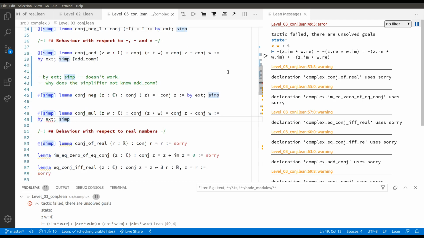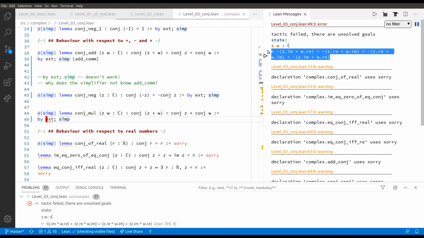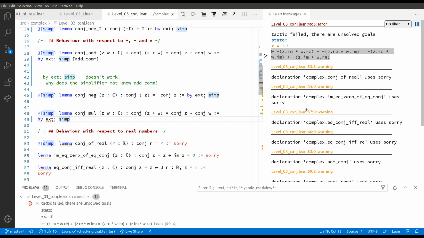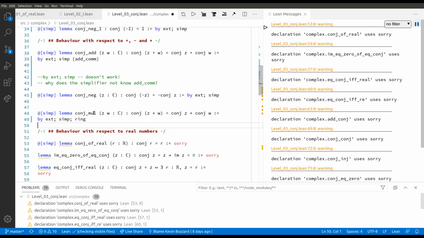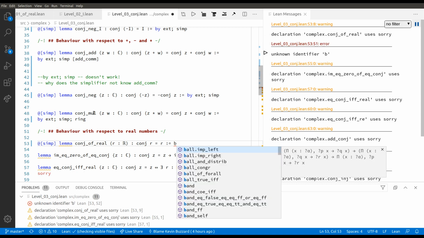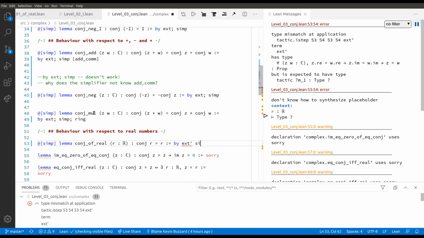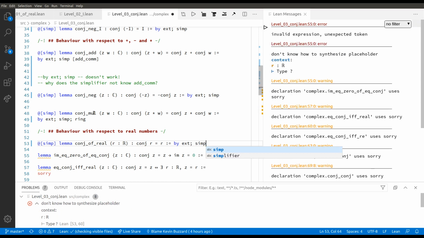Conj mul, it doesn't work because this thing here is going to be true, but it's too complicated for the simplifier. This is true because it's true in any ring, and the real numbers are a ring, but the simplifier doesn't know enough ring theory to prove this. So let's do xsimp ring. There, now that's true. And maybe by xsimp. Yep.